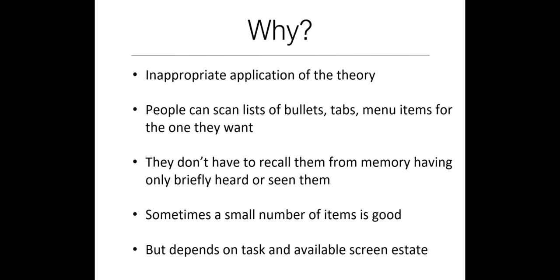Sometimes a small number of items is in fact good, but that depends on the task and the available screen estate. More recently, Miller's contemporaries, such as Broadbent back in the mid-70s, have suggested that working memory in people is more like 4 to 6 items, and others, like Lecomte back in 1999, have argued for as few as 3. In practice, a range of 3 to 6 bits appears ideal for interaction design, and that's a quote from the Glossary of Human-Computer Interaction.